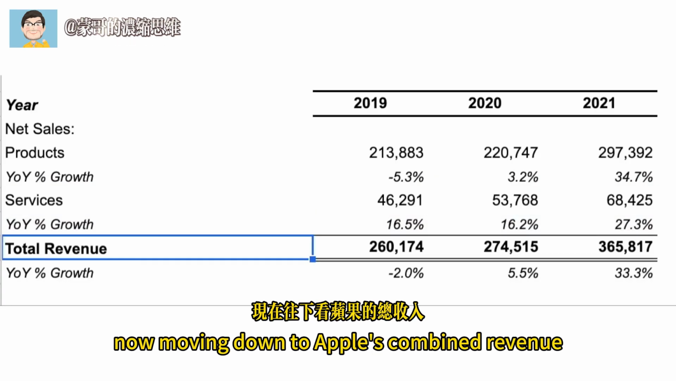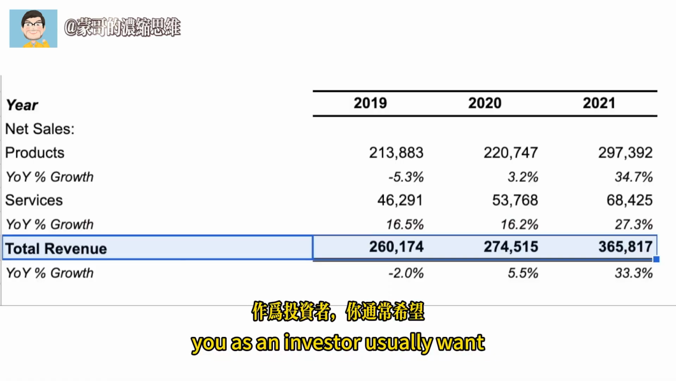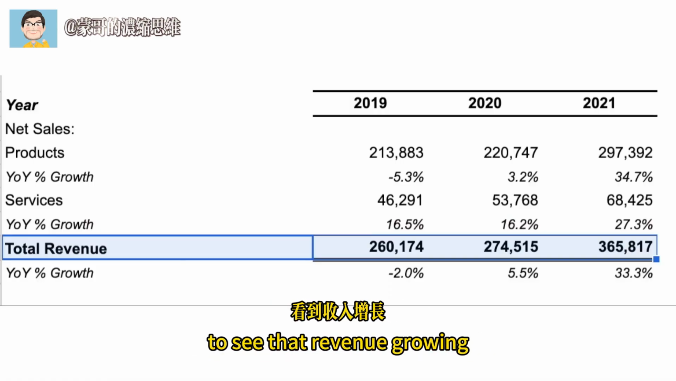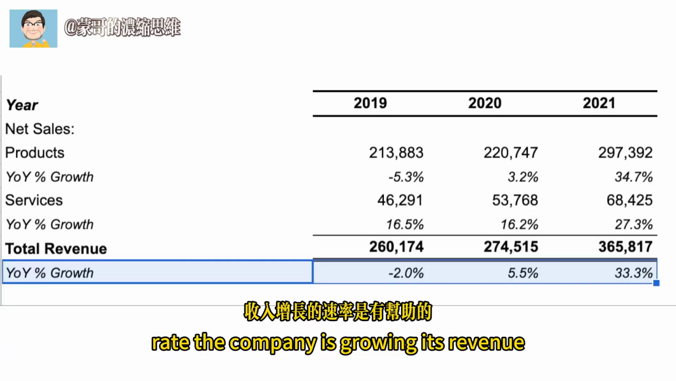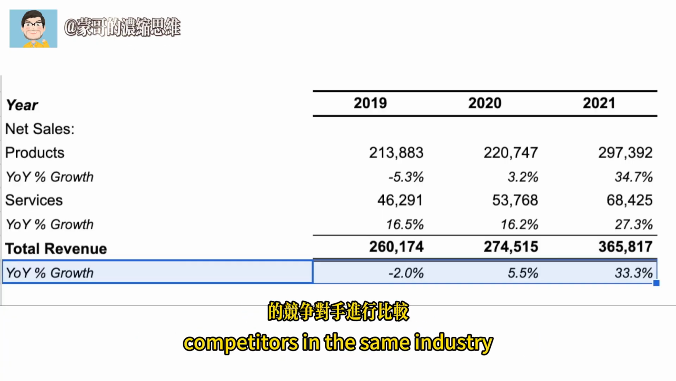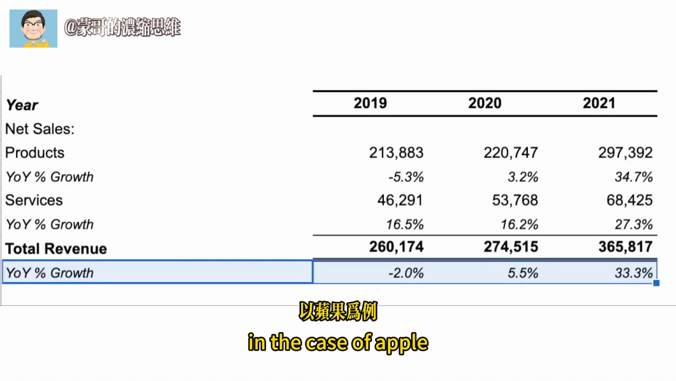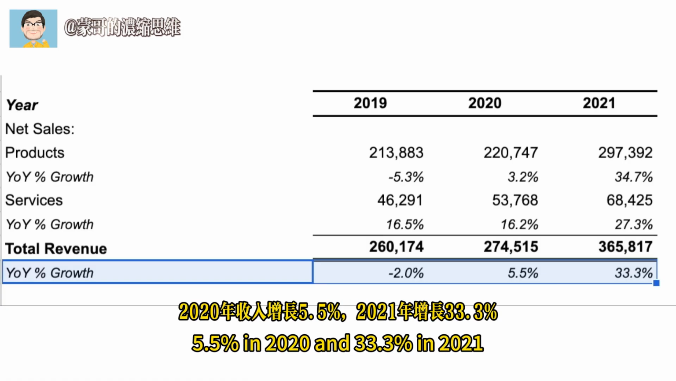Now moving down to Apple's combined revenue, you as an investor usually want to see that revenue growing. This is why it's helpful for you to see at what rate the company is growing its revenue and then compare that to its competitors in the same industry. In the case of Apple, we can see that they grew revenue 5.5% in 2020 and 33.3% in 2021.